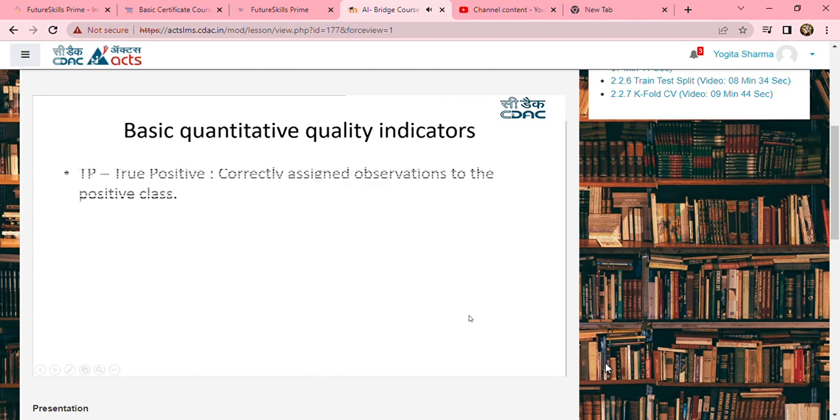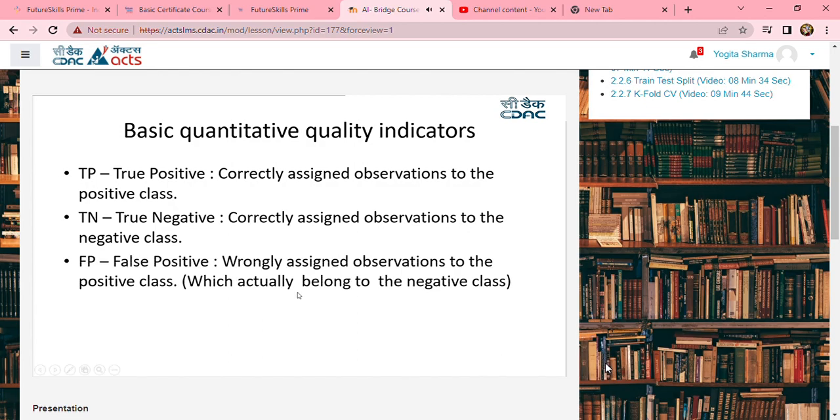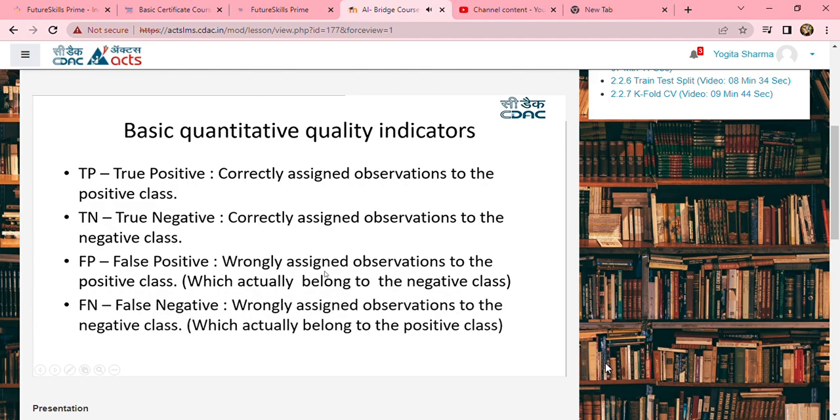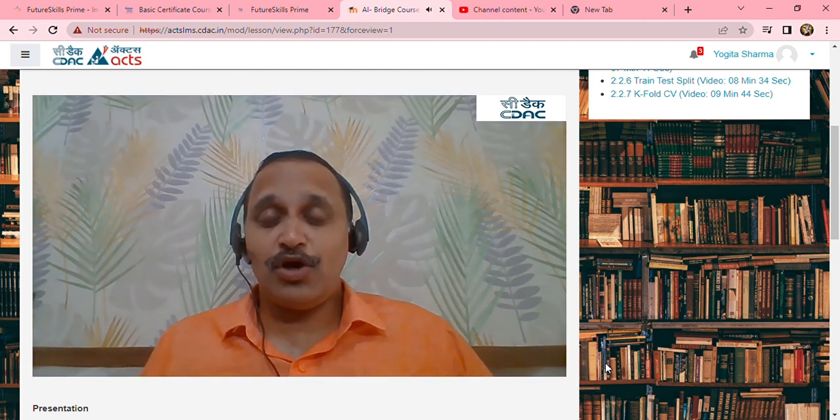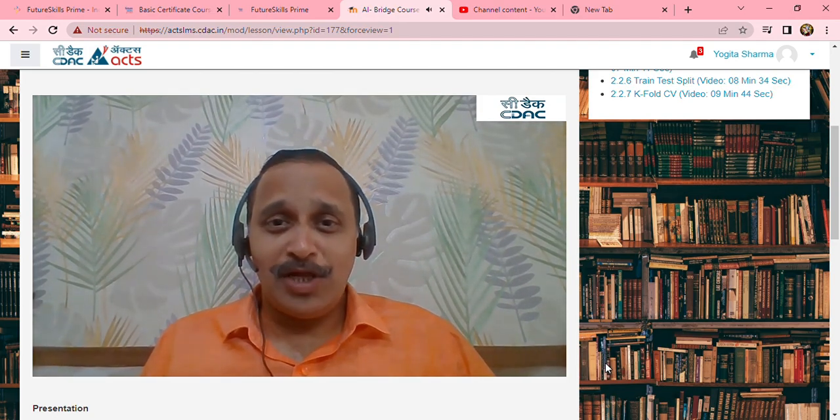So coming again, true positive is what? Correctly assigned observations to the positive class can be called true positive. True negatives are correctly assigned observations to the negative class. False positives are wrongly assigned observations to the positive class. False negatives are wrongly assigned observations to the negative class. So hence we saw the things in the confusion matrix, which is used for classification models.